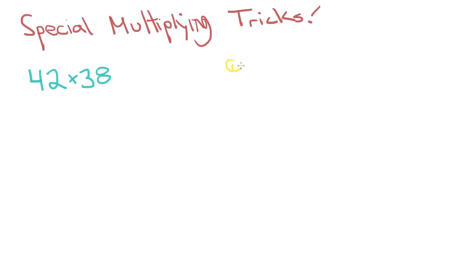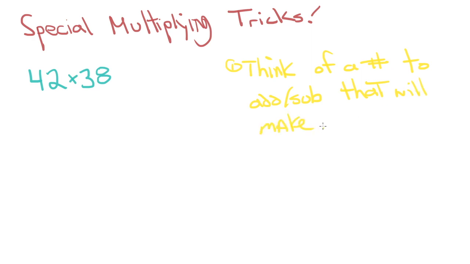Make sense? So, okay, so think of a number to add or subtract that will make it equal. There's probably a better way to say it. When you see the example, you're like, oh, I get it. Okay, so looking at these numbers, you're thinking, what is a number that's pretty close to both of these? Well, I'm hoping you're thinking, oh my gosh, it's 40.